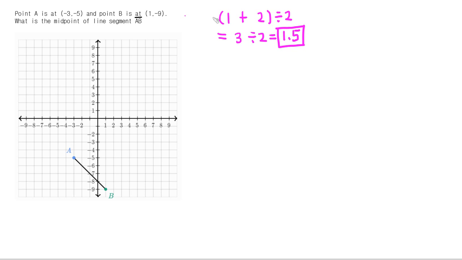And we can apply this exactly to this problem right over here. The difference between numbers and this is that this one is a coordinate, but it's not that hard. At first, we add up (-3, -5) plus (1, -9). But we need to be careful that we can only add like terms, in this case y values to y values and x values to x values.